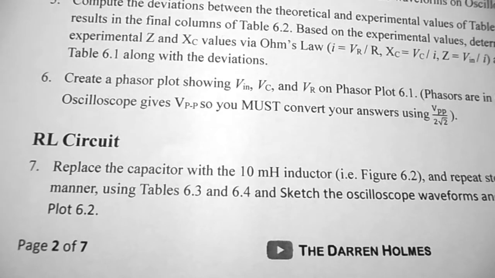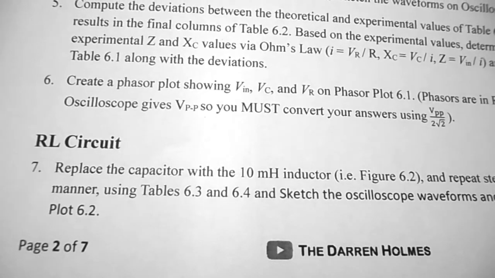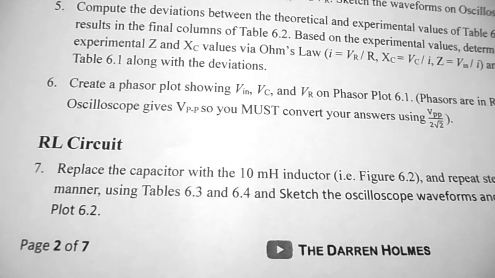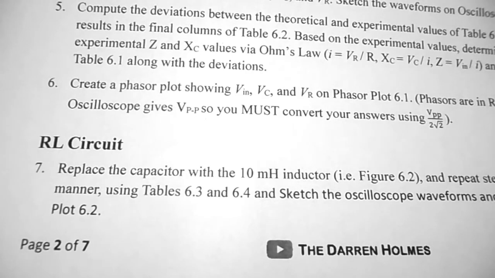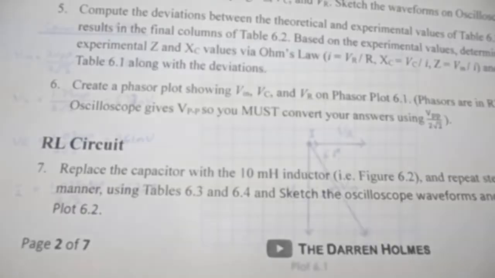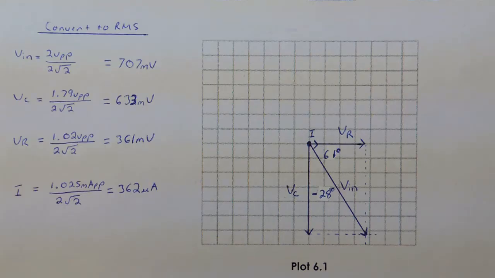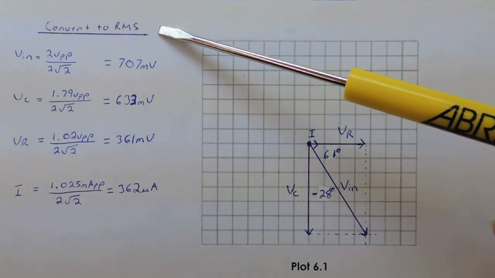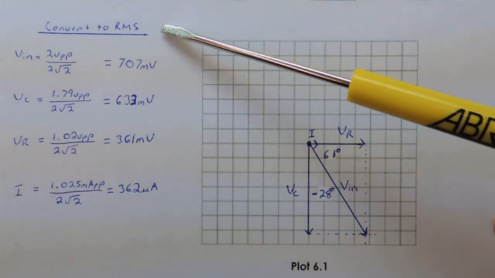Under procedure, step number 6, we're to create a phasor plot showing Vin, Vc, and Vr on phasor plot 6.1. Remember, phasors are in RMS, but the oscilloscope gave us volts peak to peak. So at this point we must convert our answers using V peak to peak divided by 2 root 2. So to draw the phasors for plot 6.1, the first thing we have to do is convert all our peak to peak numbers into RMS values.